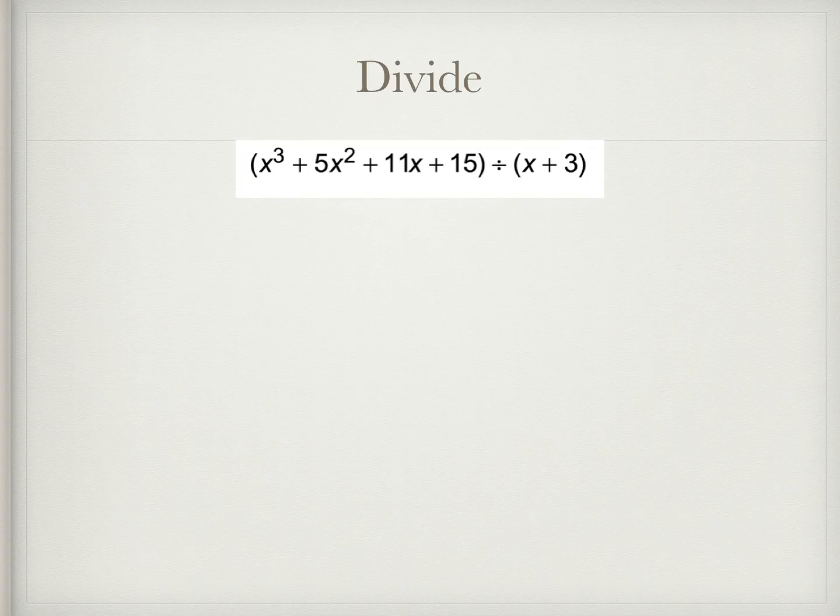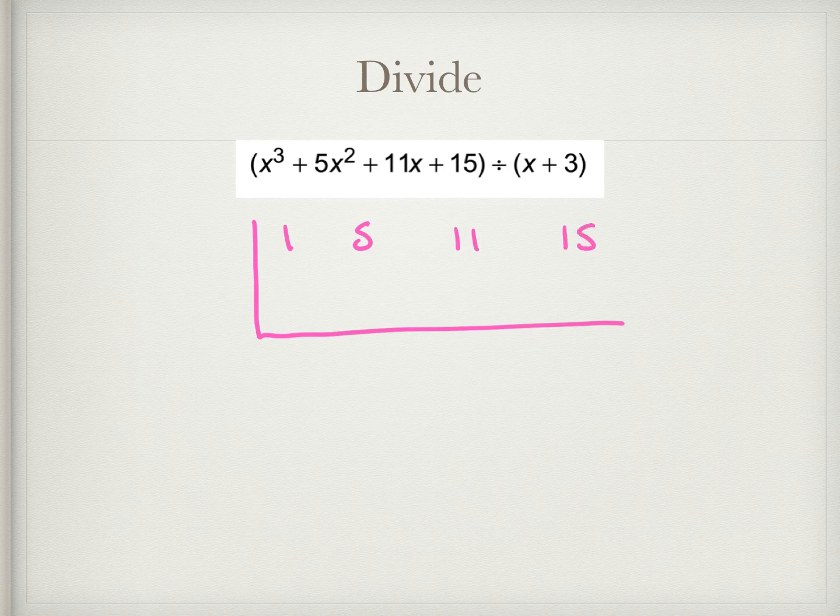All right, next. What's going to go inside the box? Coefficients. So 1, 5, 11, and 15. Perfect. We're not missing any terms here because we have 3, 2, 1, and none. So we're good. What goes outside the box? Negative 3, because we have to change the signs.